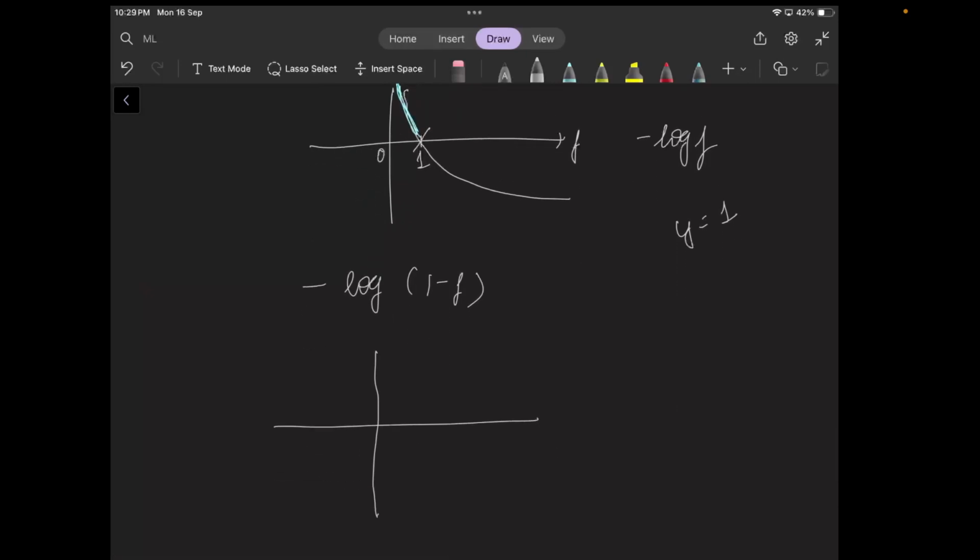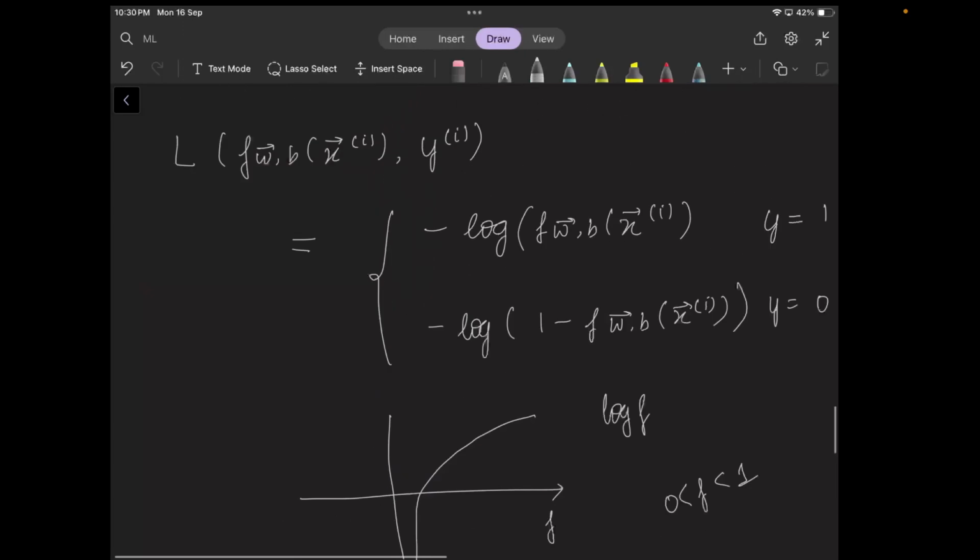Let's do log of minus f first. So this is for log of minus f. Then I shifted by 1. So the curve would come somewhere here. Then I invert it, and it becomes something like this. Now my f can take only values between 0 and 1. So this is basically 1, and this is tending to infinity.